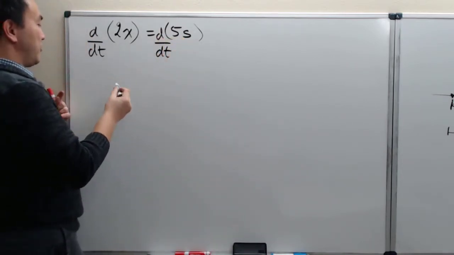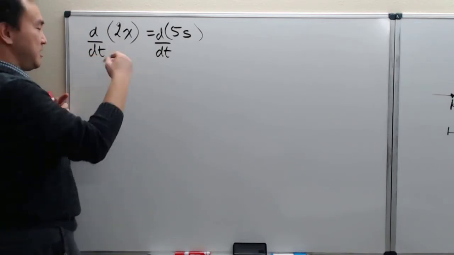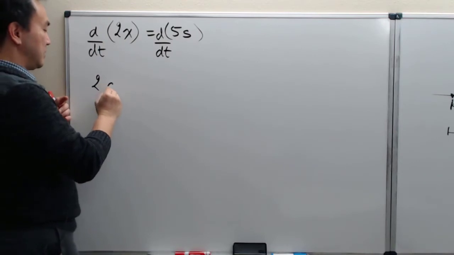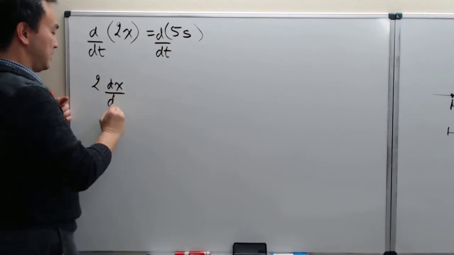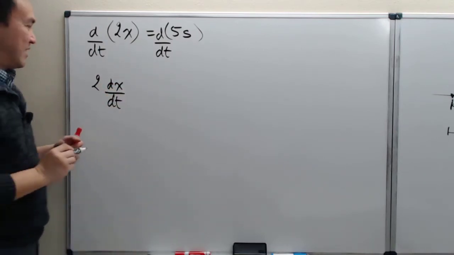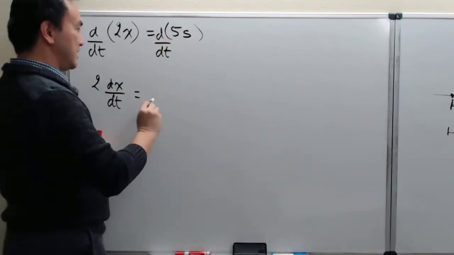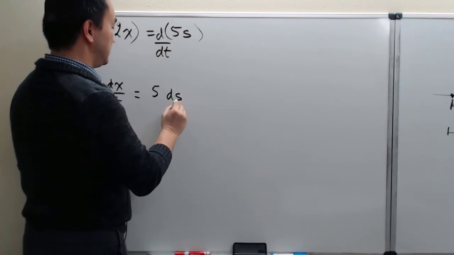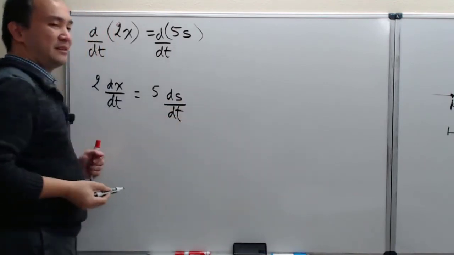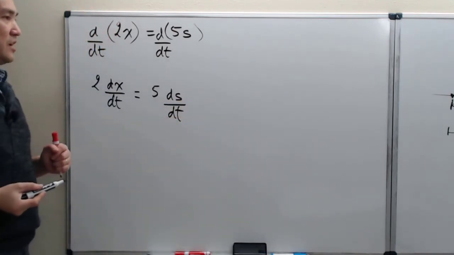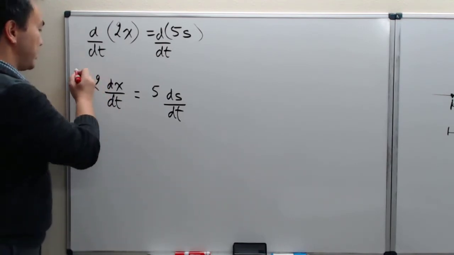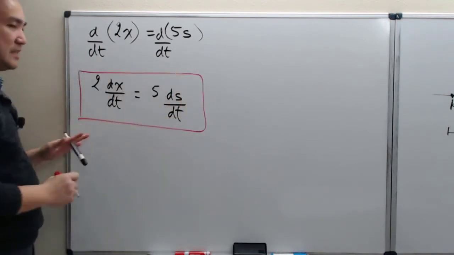And so the only way we can find these derivatives in terms of t, I'm leaving that 2, because 2 is a coefficient. 2 times dx/dt. That's about the best we can do. And so that equals, on the right hand side, 5 times ds/dt. Okay. And so at this point, the equation we just arrived at is another important point.